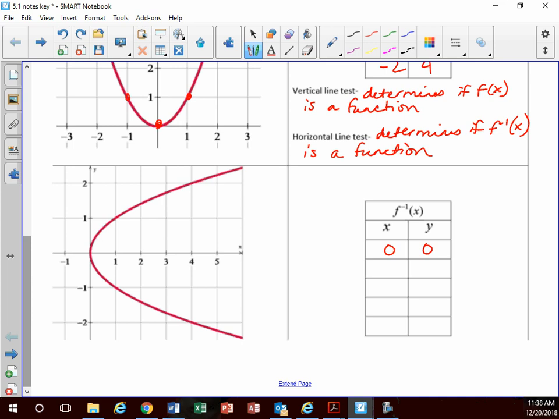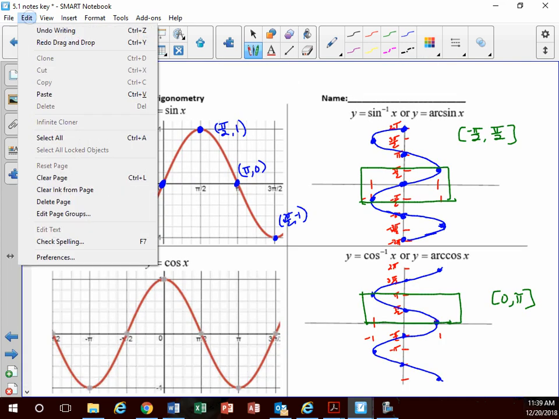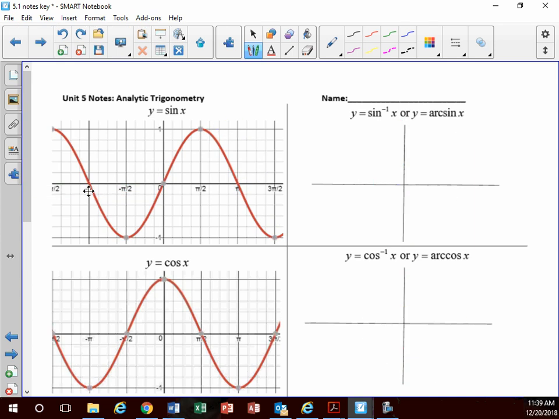Just switching x and y, and look at my graph. Did those values show up on this graph? Okay, is that graph a function? No, it's the inverse. The other one didn't pass the horizontal line test. Okay, that's just reminding you about inverses. Okay, so now we're going to get into the inverses of our trig graphs.